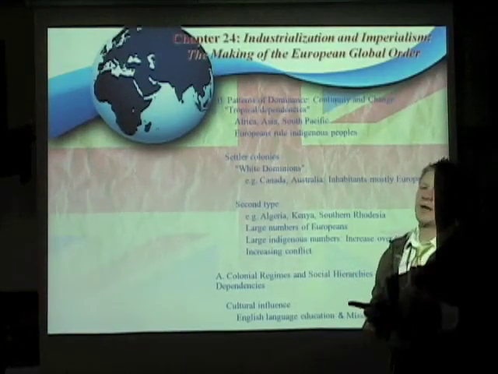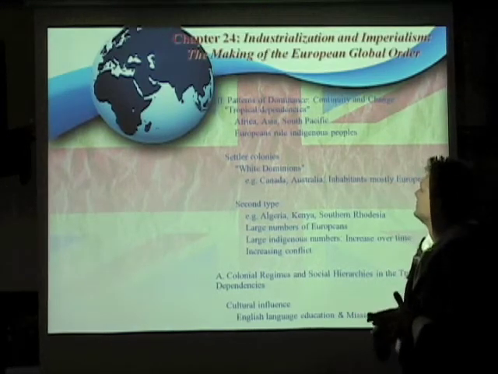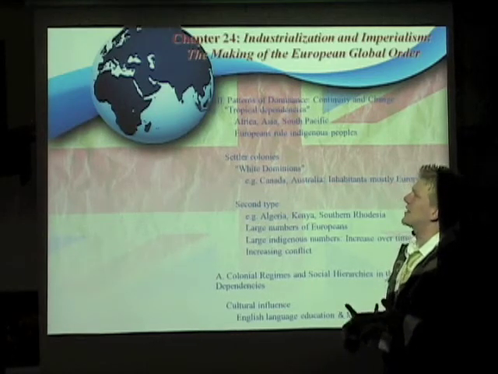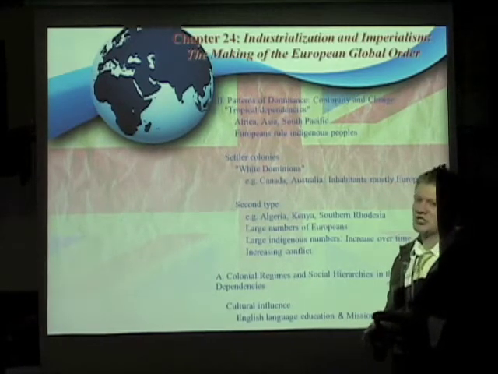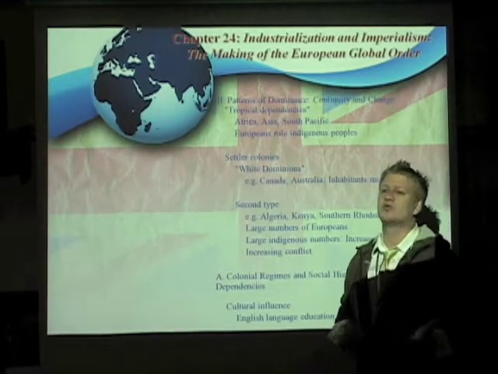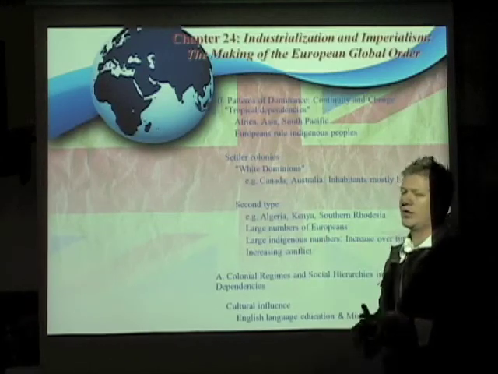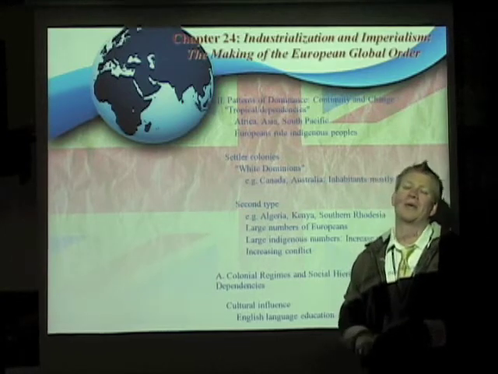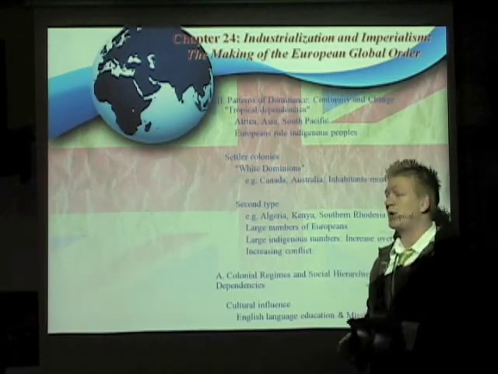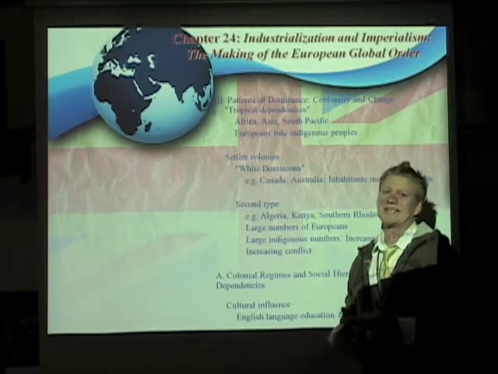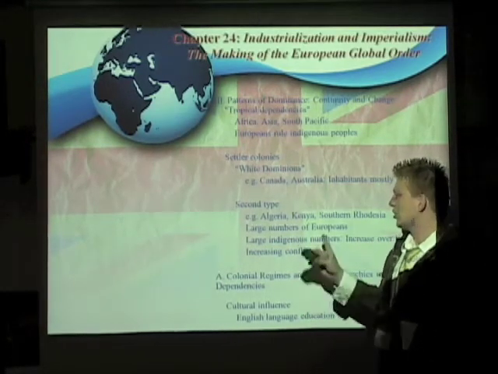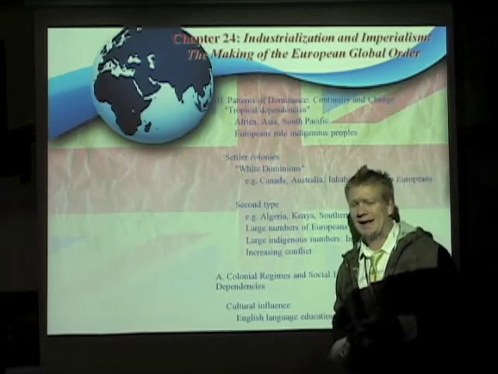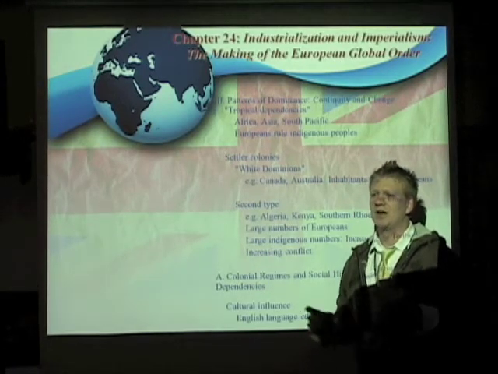Okay, in the areas we had 3 kinds of dominance, and this is where you're going to see your change and continuity start to occur. Tropical dependencies, this was Africa, Asia, South Pacific, Europeans rule indigenous people. This is where you have a minority of Europeans ruling a majority of indigenous people. Settler colonies, you'll have 2 types. The white dominions, this is Canada, Australia, and this is where your Europeans are the majority ruling over a minority of indigenous people. And then your second type, which was the contested areas, as it says contested, a large number of Europeans, a large number of indigenous people. This will be where a lot of your heavy revolts and anti-colonialism will exist because of the tensions that are going to occur.